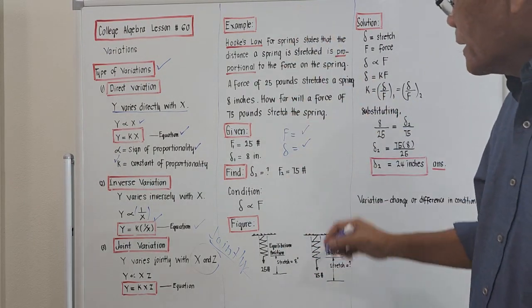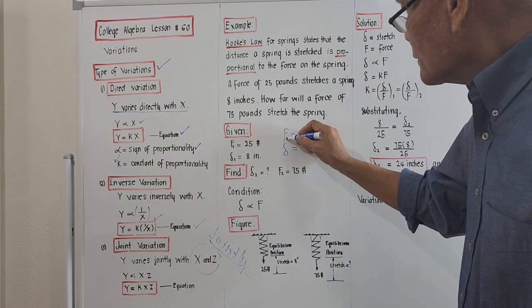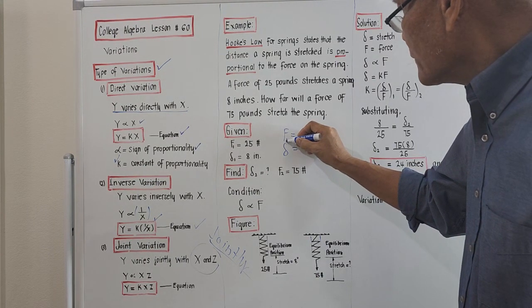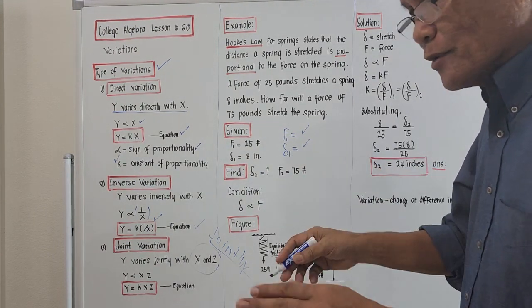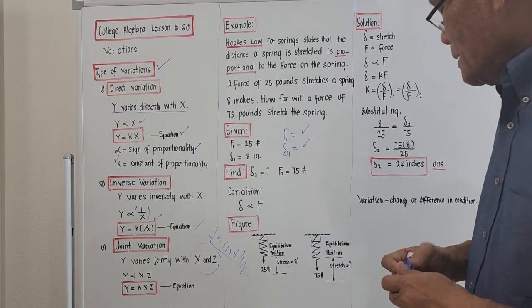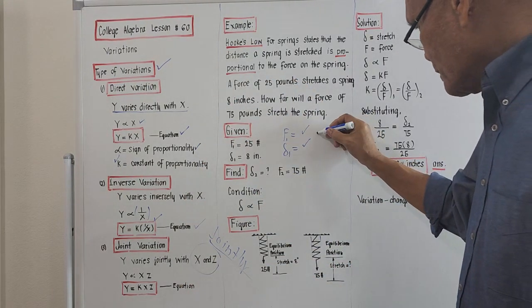For condition number 1, I will now be placing some script here. Condition number 1, so if I place 1 here, it refers to condition number 1 for the given problem. Okay? So F is actually the force needed.